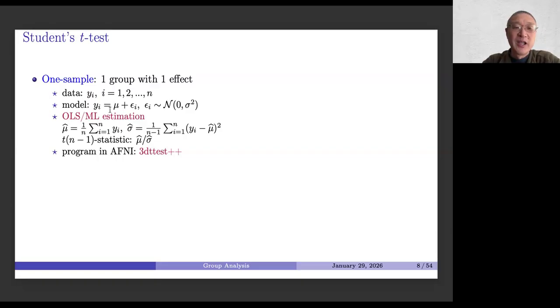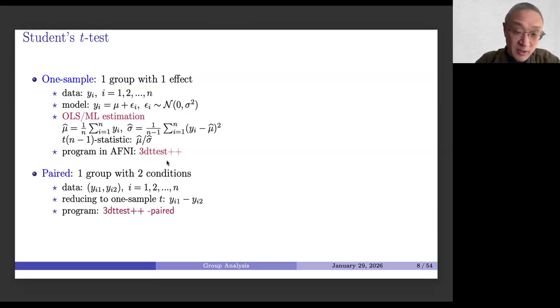To solve it, we can estimate the average across the participants. So that's the average. Then there's the uncertainty information, that's the standard error of the average. So the t is basically the group average divided by the standard error. That helps us understand how the t statistic is computed. The program in AFNI is 3dttest++. Later on, we will see a concrete example. So that's the modeling part for the one sample t-test.